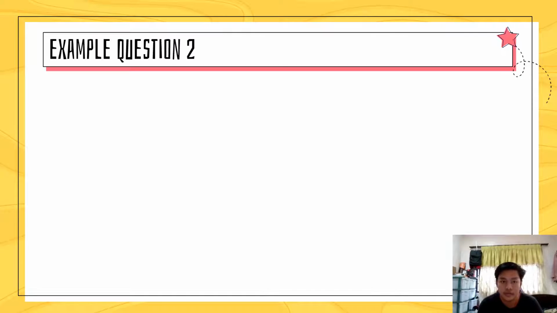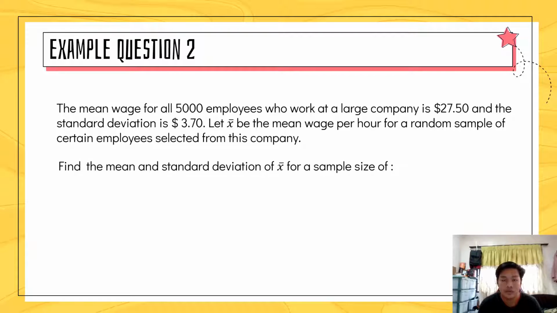So now we're going to example question 2. So question 2 is: the mean wage for all 5,000 employees who work at a large company is $27.50 and the standard deviation is $3.70. Let x-bar be the mean wage per hour for a random sample of certain employees selected from this company. Find the mean and the standard deviation of x-bar for the sample sizes.